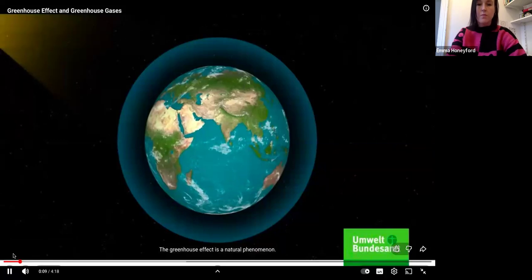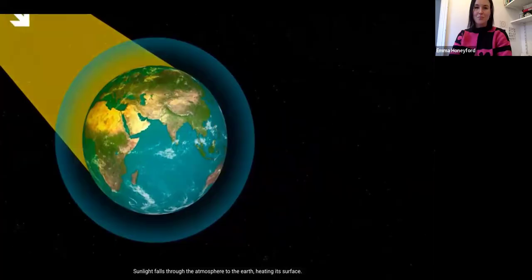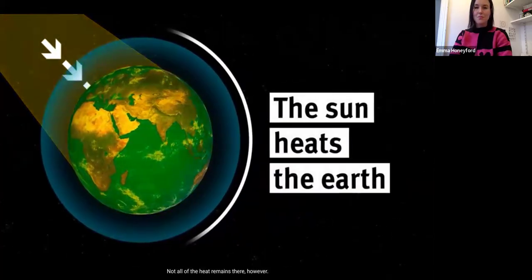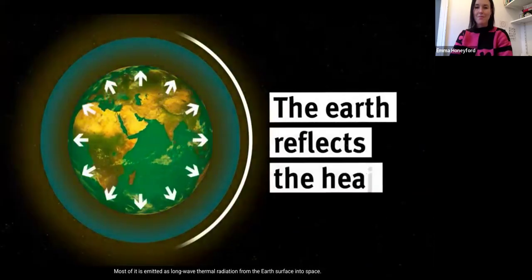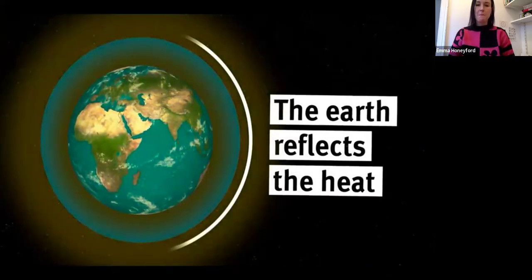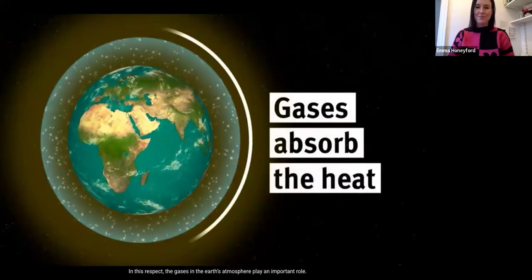Greenhouse effect is a natural phenomenon. Sunlight falls through the atmosphere to the Earth, heating its surface. Not all of the heat remains there, however. Most of it is emitted as long-wave thermal radiation from the Earth's surface into space. In this respect, the gases in the Earth's atmosphere play an important role.